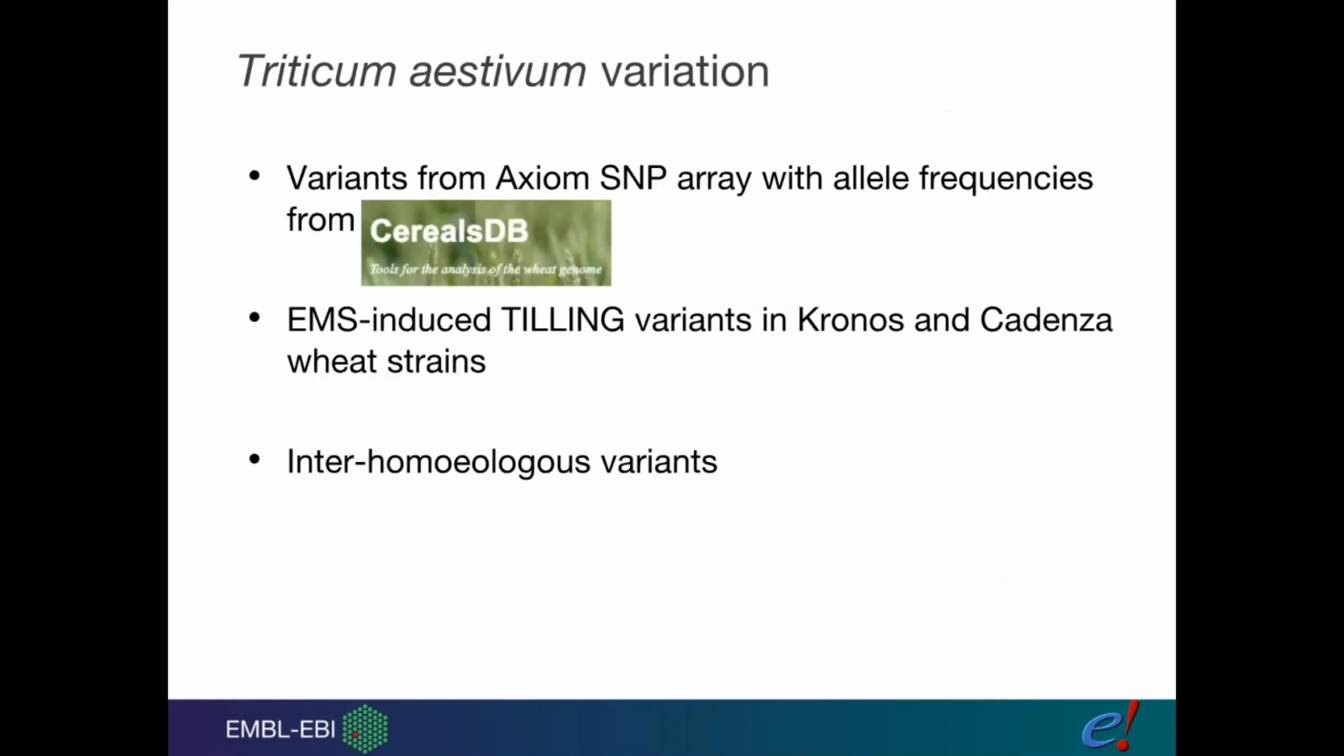The variants we have for wheat include variants from the Axiom SNP array, and that includes allele frequencies from Cereals DB. We also have the EMS-induced TILLING variants in Cadenza and Kronos wheat strains. And we've also called inter-homoeologous variants between the different copies of the chromosomes.